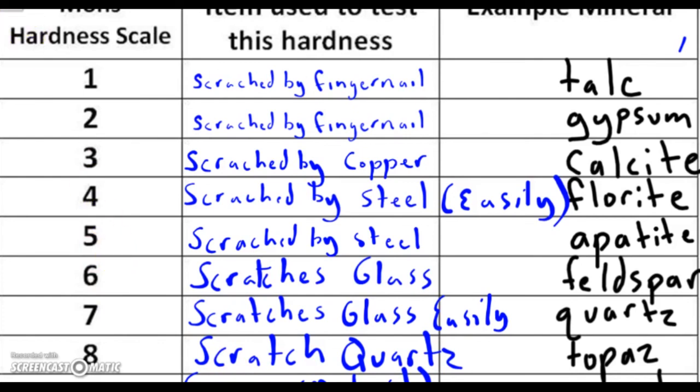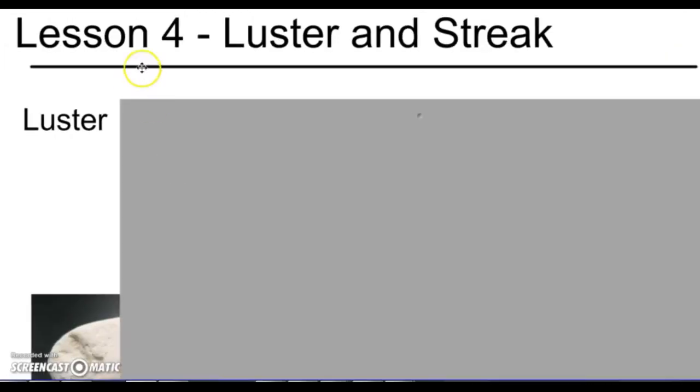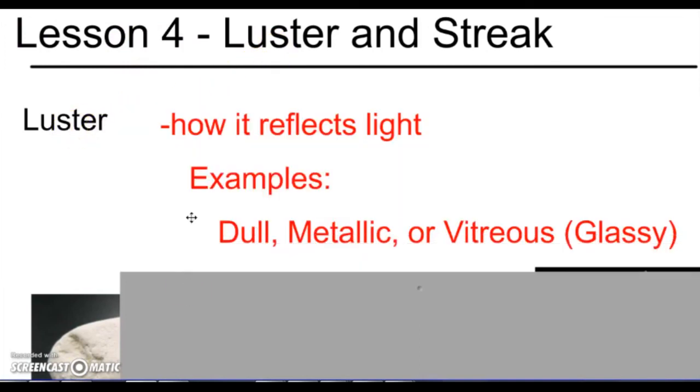There's only one lesson left, and it's really short. That's lesson 4, luster and streak. First of all, luster, that's how it reflects light. For example, there's dull, metallic, vitreous. I have examples to show you right here.